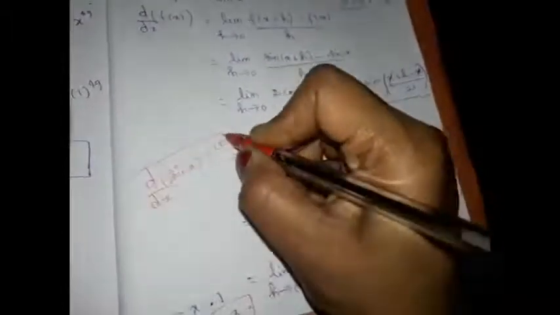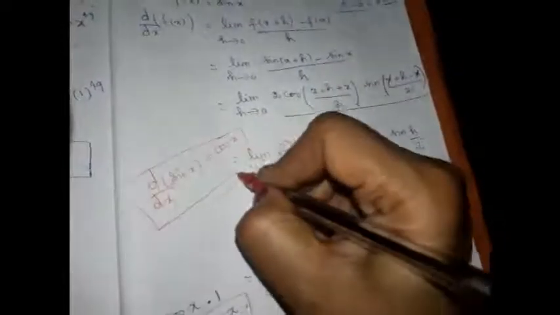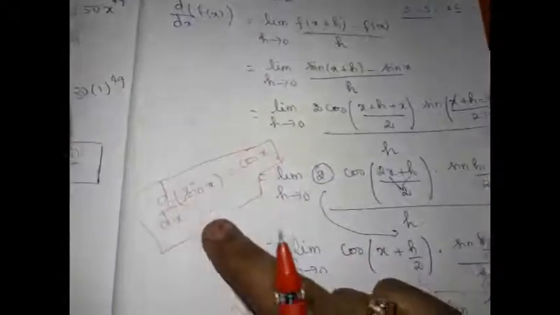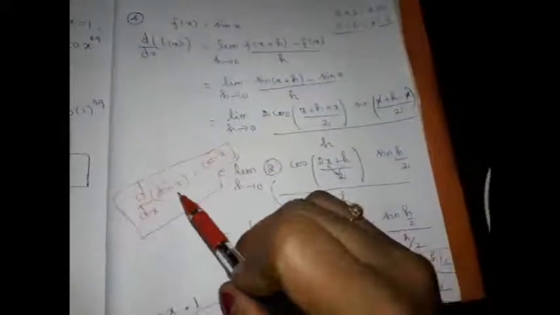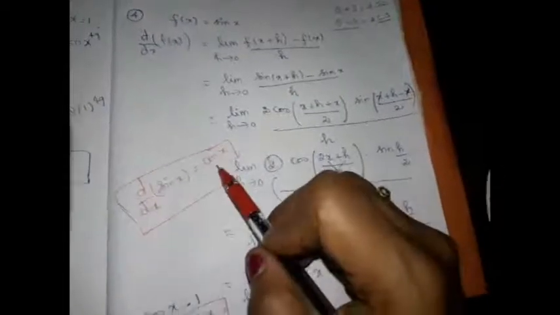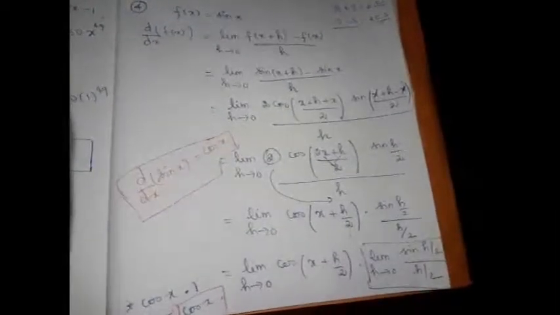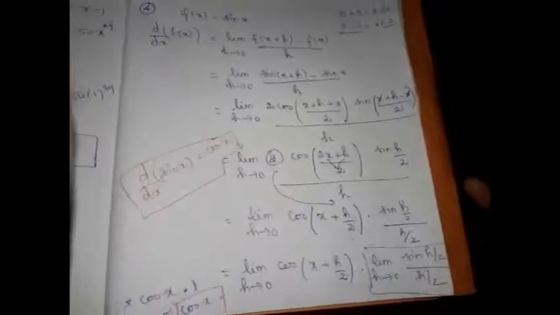As we have learnt a formula for d/dx of x to the power n, which is n into x to the power n minus 1, the same way d/dx of sin x is cos x. So in further exercise problems, if we come across d/dx of sin x, we can directly write cos x. We don't want to undergo all this procedure. You have to remember this: differentiation of sin x with respect to x is nothing but cos x. Hope you understood how we got this, using the general definition of a derivative.